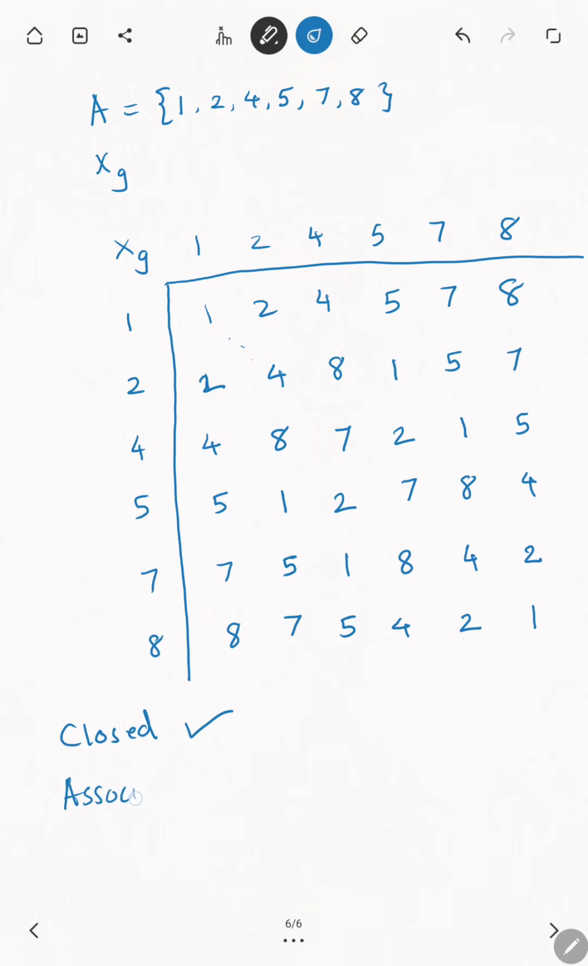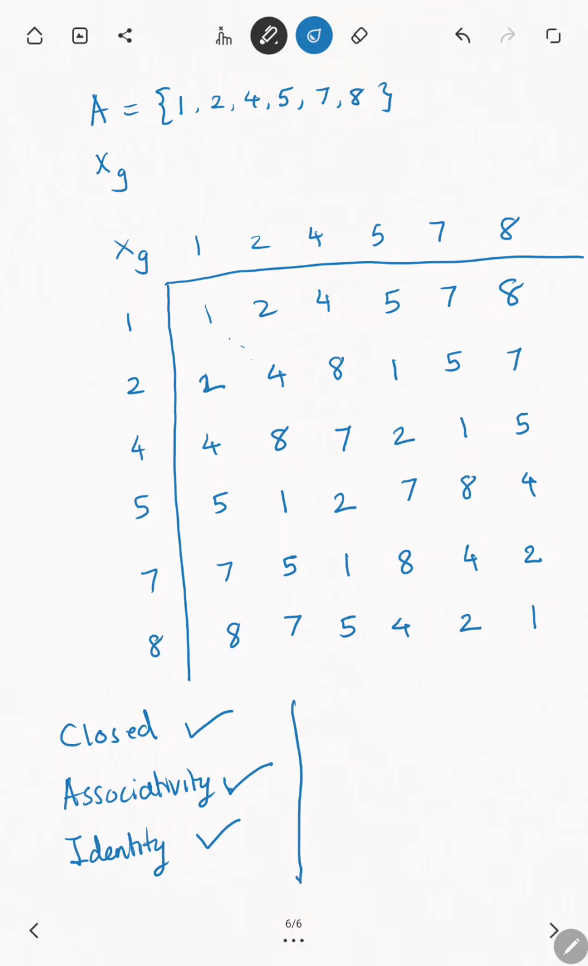Next is associativity. For associativity, we know that multiplication of numbers is associative. So I'm skipping that step right now and I'm moving ahead. But in exam, you will have to show with at least one example. Just take any triplet, any three numbers, and prove the associativity. Then we go for identity. Identity, as we saw when filling the table, 1 is the identity. Again, you will have to do it in detail.